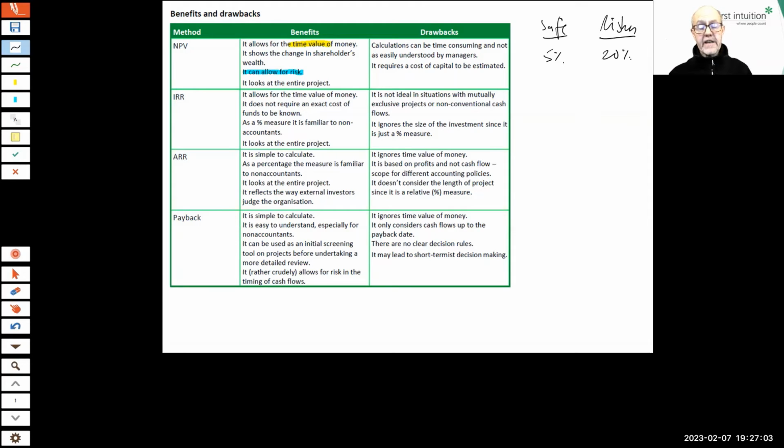Net present value looks at the entire project. Yes, right up until the day the project finishes, all future cash flows are taken into account for the whole length of it. And that contrasts with payback, where we only look at to the point where payback occurs, and then after that we do no calculations at all.